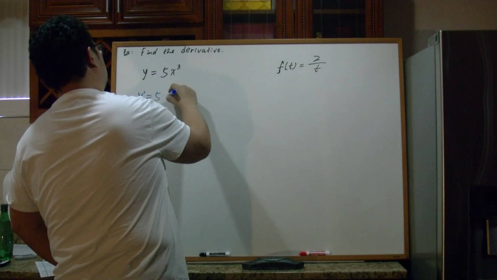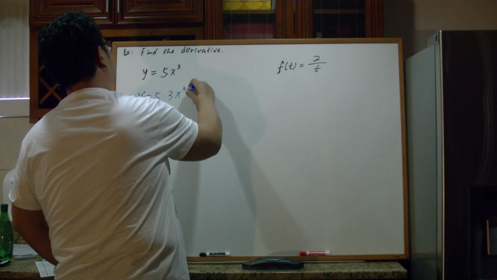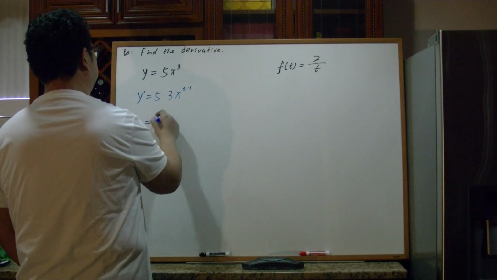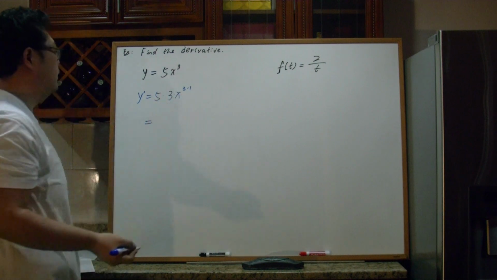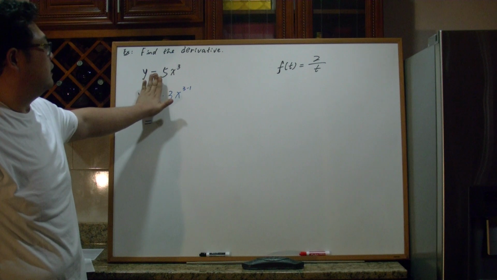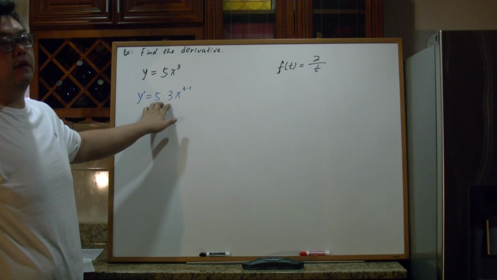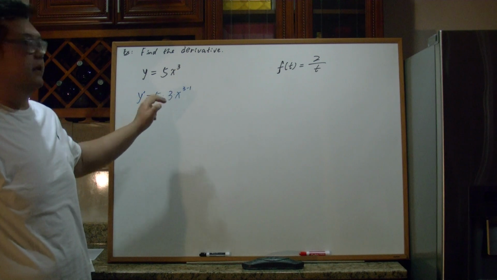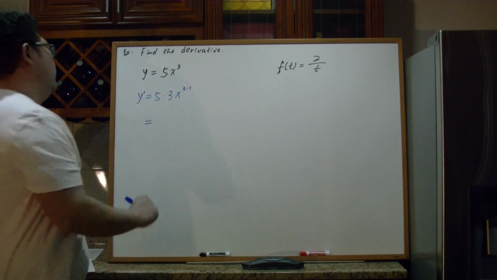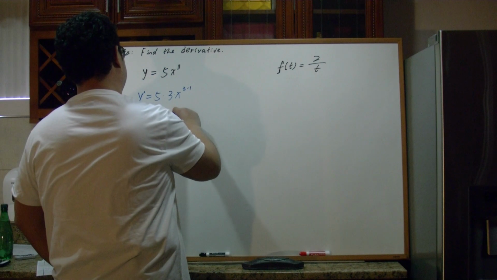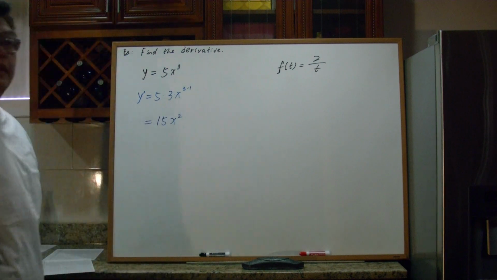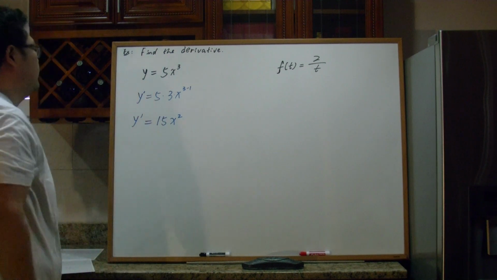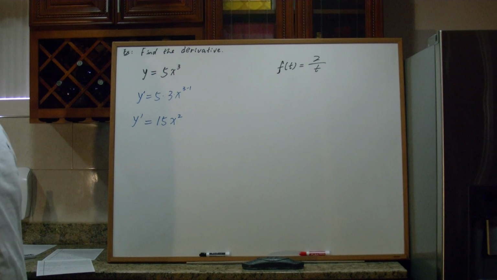Times 3x to the 3 minus 1. Which we can do the operation here. Before, we had a single constant, a single coefficient. Now we have the coefficient and the power becomes a new coefficient. Then when they multiply together, that's 15 x to the second. So that is y prime equals, if you want to write it, 15 x to the second.